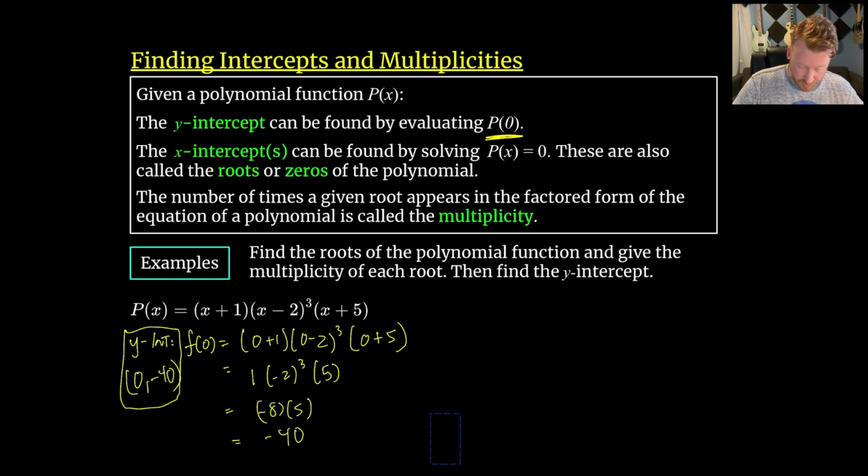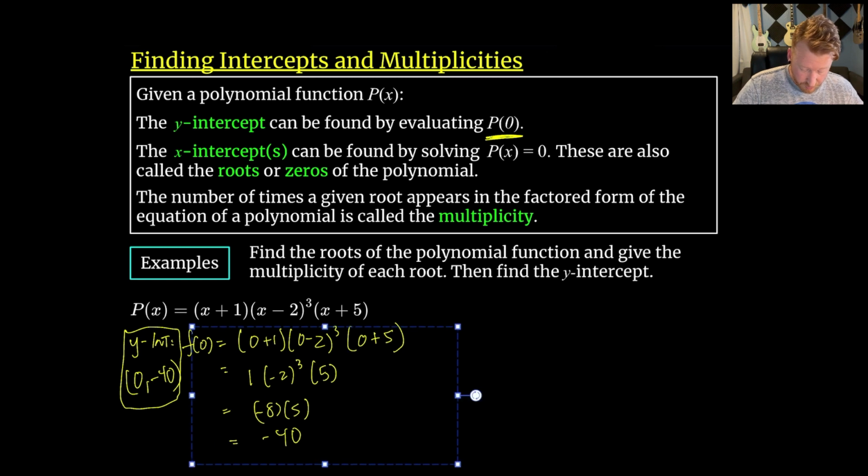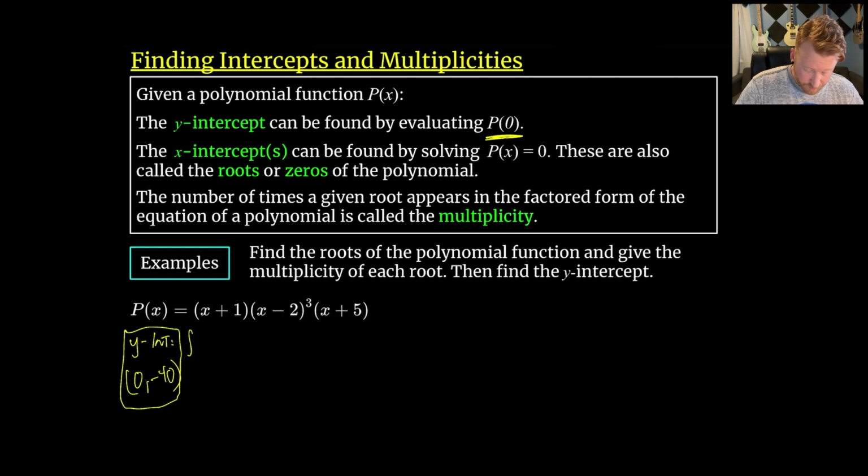Let me clear some space here. And we'll look for the x-intercepts. Looking at the definition up here, the x-intercepts can be found by solving p of x equals 0. These are also called the roots or the zeros of the polynomial, and those terms get thrown around so interchangeably that you'll probably hear me use all of them at some point. So just be aware of all those different terms. X-intercepts are also called the roots or the zeros.